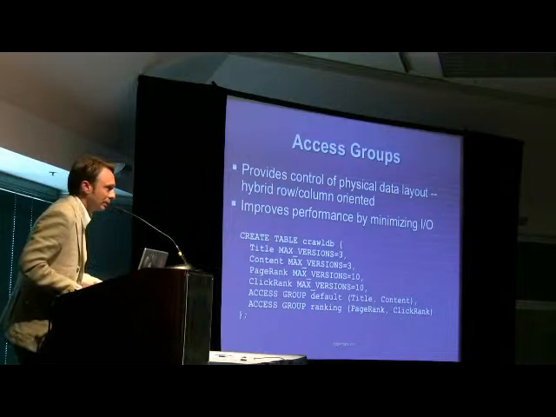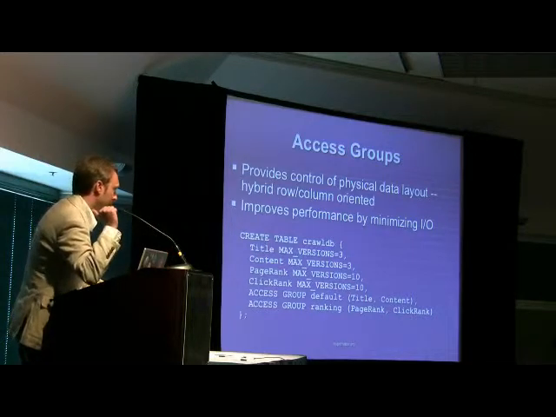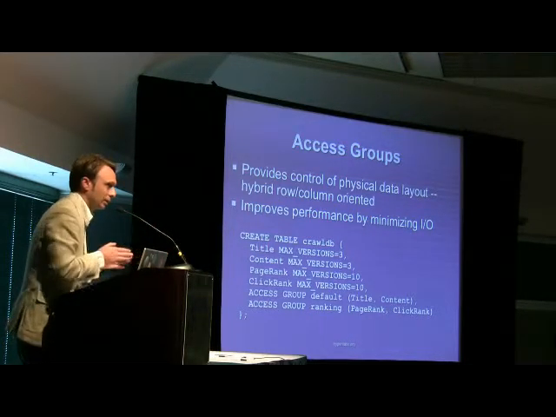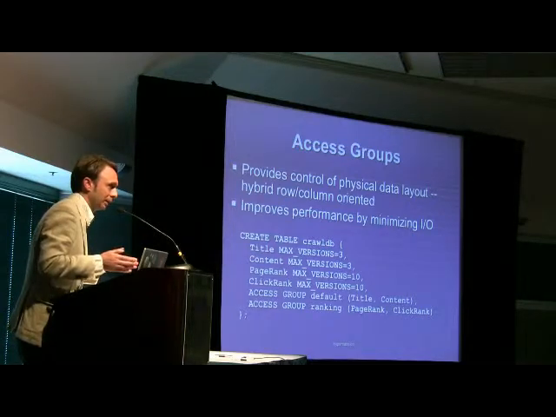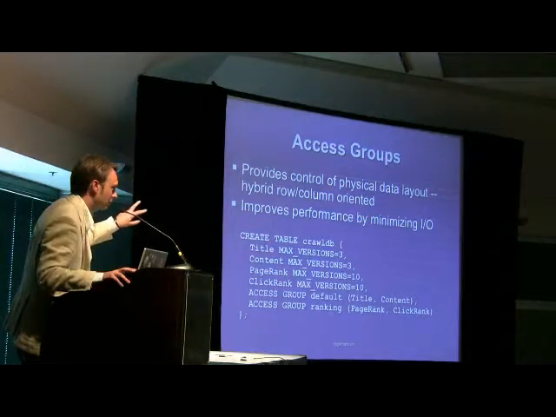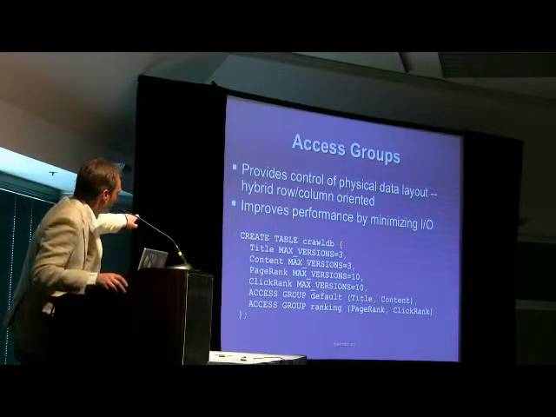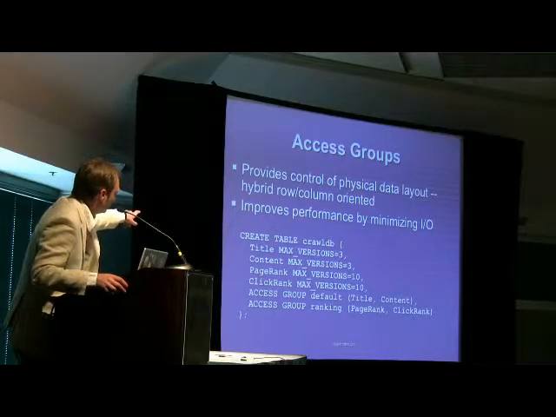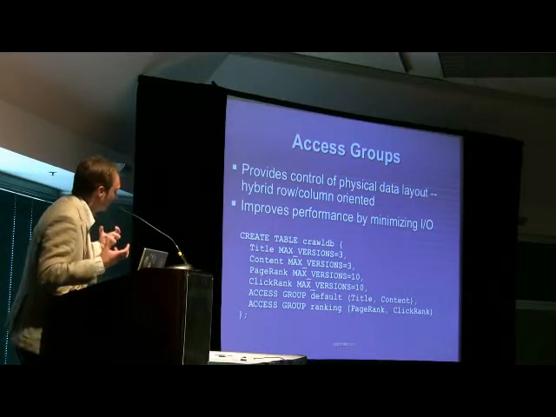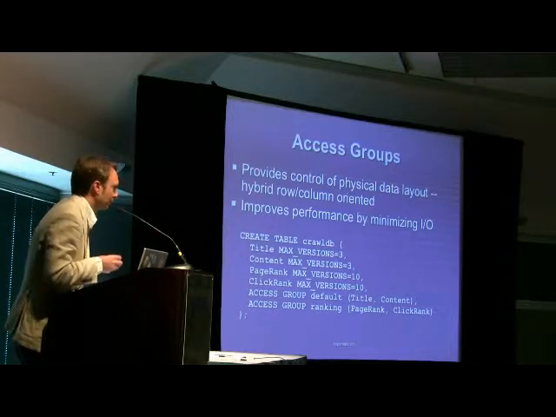Okay, access groups. Access groups are kind of cool. From the previous presentation, he was describing the differences between a row-oriented database and a column-oriented database. Well, this kind of gives you control to make the database however you want. It's a performance thing, and it allows you to physically store related columns together.